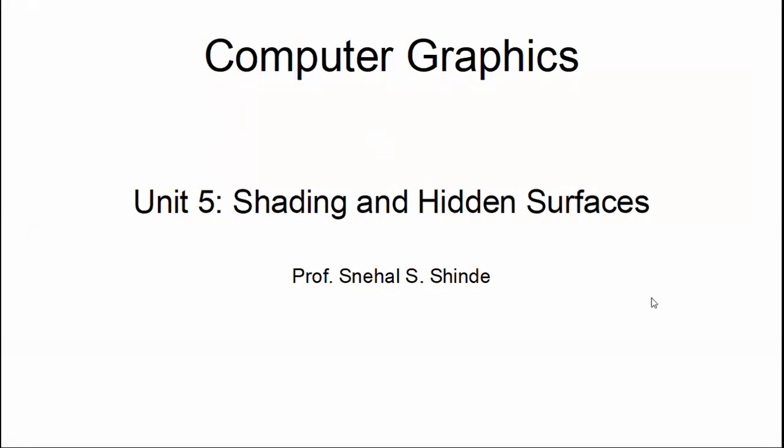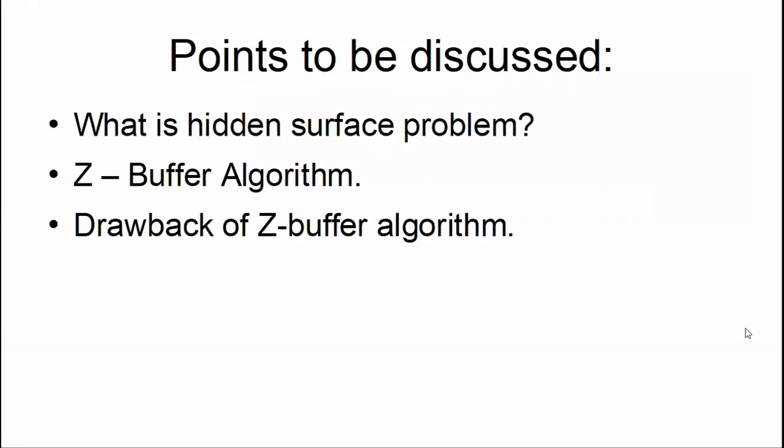And from this subject we are going to study some of the topics from 5th unit, that is shading and hidden surfaces. So these are the points that we are going to study in this session. What is hidden surface problem? What is Z-buffer algorithm? And what are the drawbacks of Z-buffer algorithm?